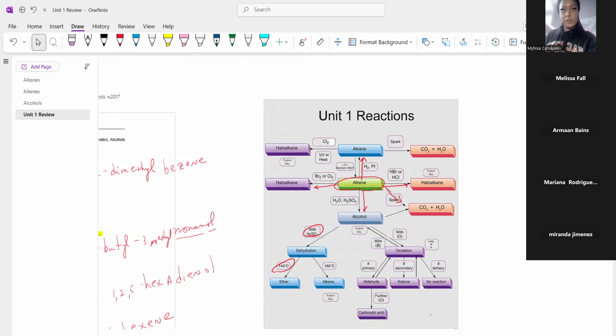Don't forget, next week is our first dry lab. Make sure you've got your pre-lab done. It's on alcohols.